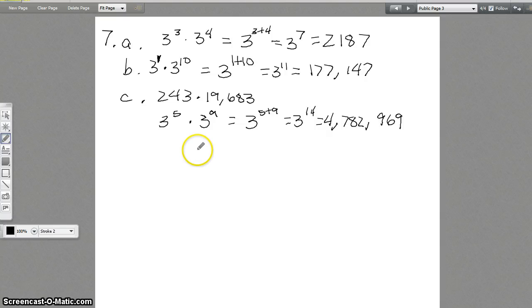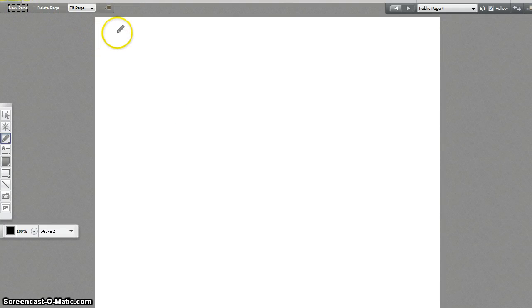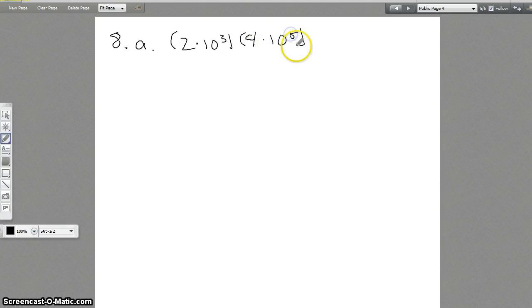Okay, so next we are going to move on to looking at number 8. Number 8 is just like number 15. You need to find the products and express the answer in scientific notation. So looking at part A, we have 2 times 10 to the 3rd multiplied by 4 times 10 to the 5th. Start by multiplying our numbers. 2 times 4 is 8. And then we have 10 to the 3rd times 10 to the 5th.